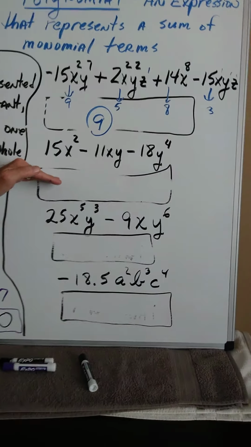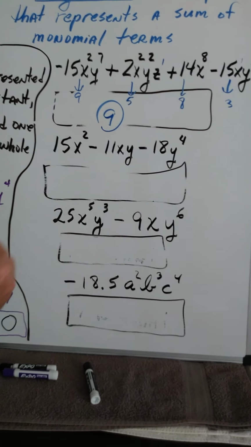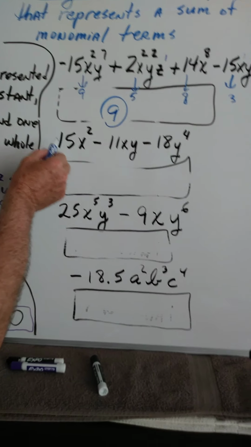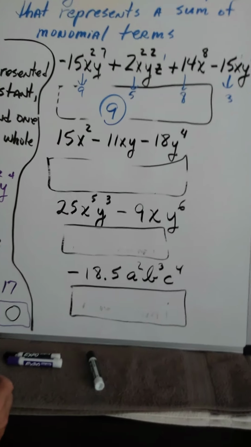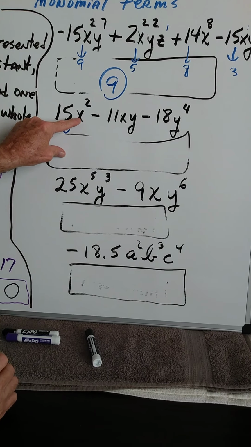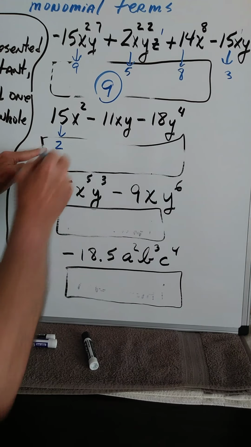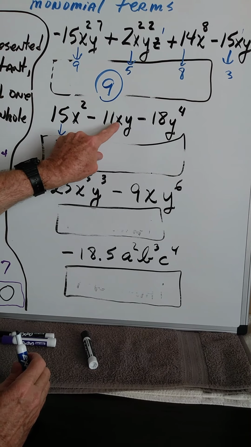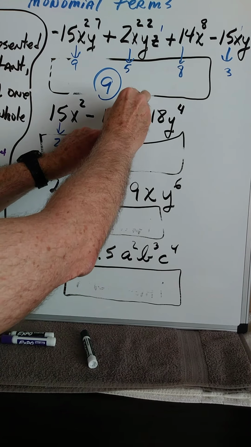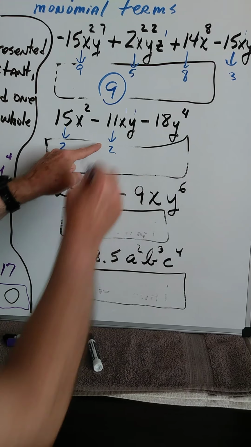Let's go to number 2, or the second one. First thing that we want to do to identify the degree of this trinomial is identify the degree of each term, first of all, that makes up that trinomial. So let's start with this first one. There's only one variable. Whatever its exponent is, that's its degree. The middle term. The x has an implied exponent of 1. The y has an implied exponent of 1. We add the 1 and the 1 together. That is a degree of 2.